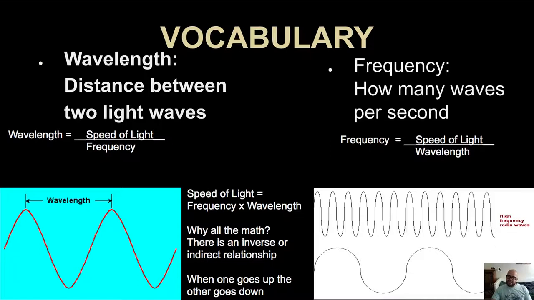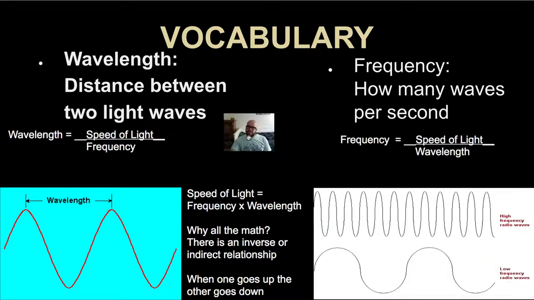So if this is my point over here that the waves are passing by, this is a higher frequency, so each of these waves is going to pass by in the same amount of time that each of these waves does. So you're going to have a higher frequency, more waves passing by than these waves, which are less waves passing by in the same amount of time.